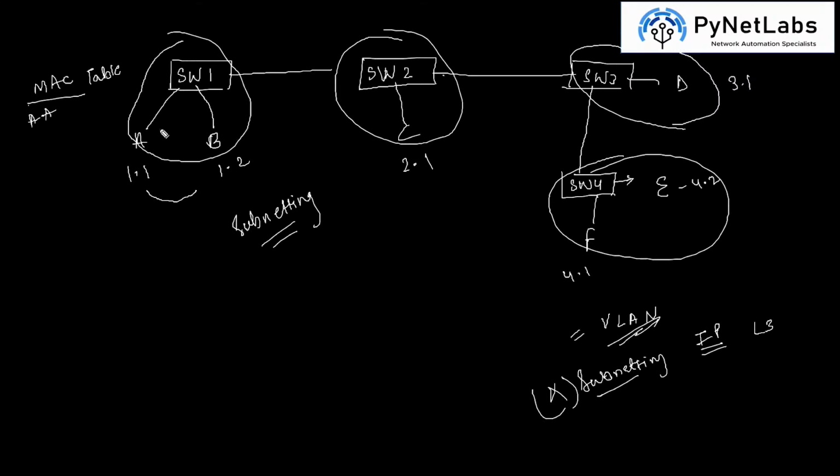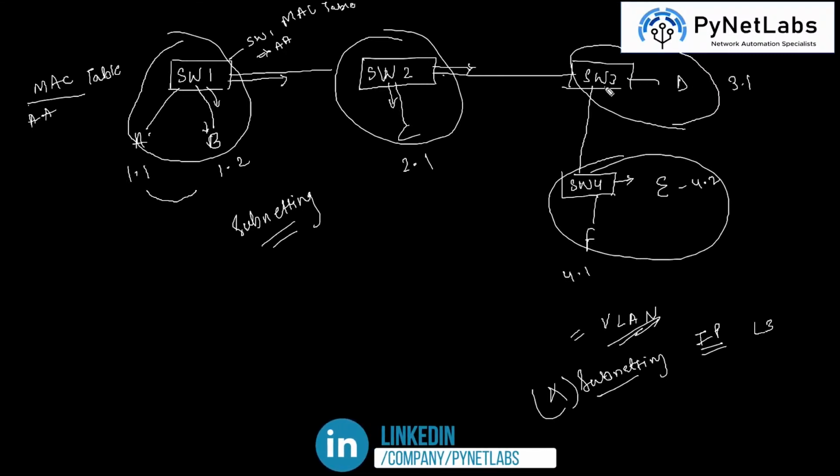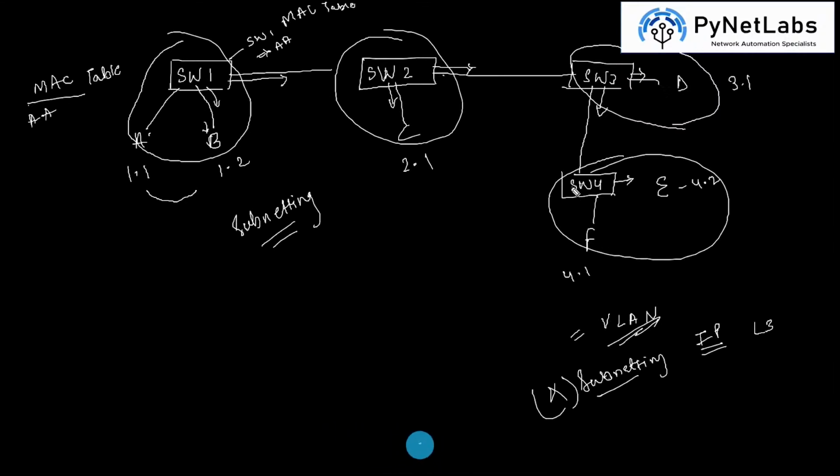But still, if A tries to send some data to B, and if switch 1 is not aware about MAC address of B, so let's say there is no entry about MAC address of B, in that case, what switch will do? Switch will broadcast the message and it will send it to B. Similarly, it will send it to switch number 2. Now when switch 2 will receive it, it will send it to C and to switch 3. And similarly, switch 3 will send it over here, and then again switch 4 will send it to E and F.